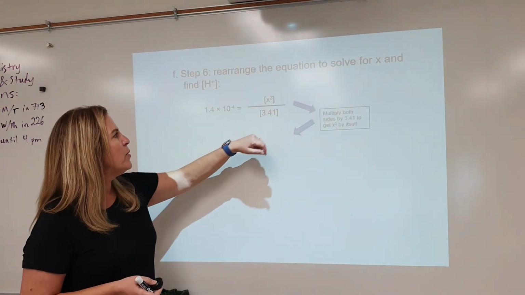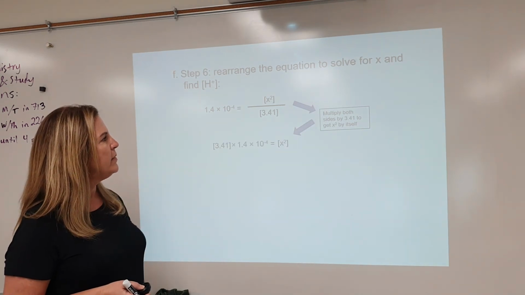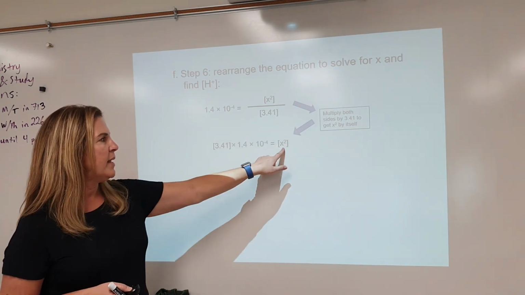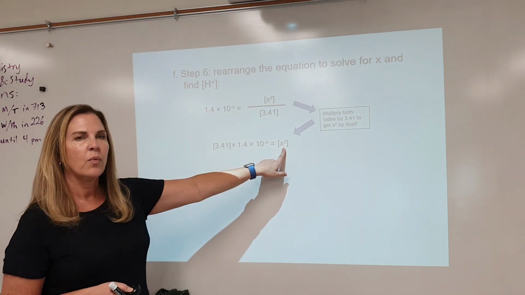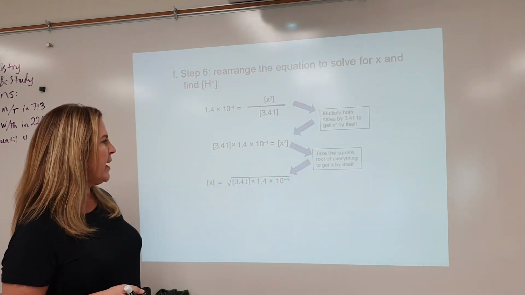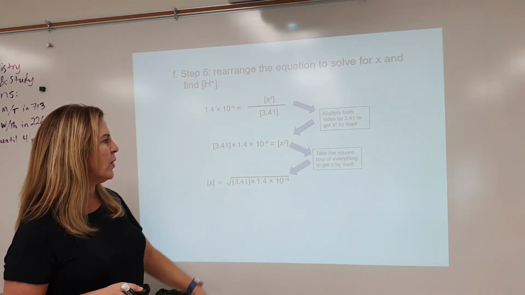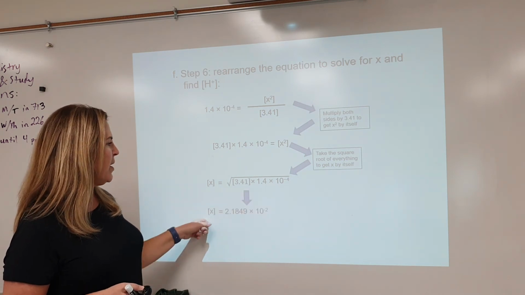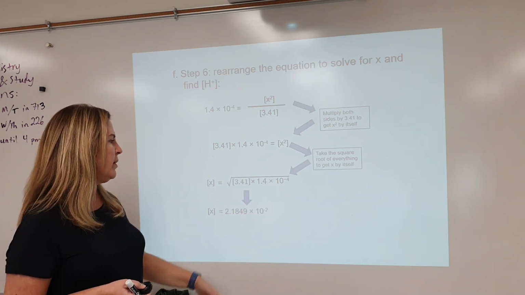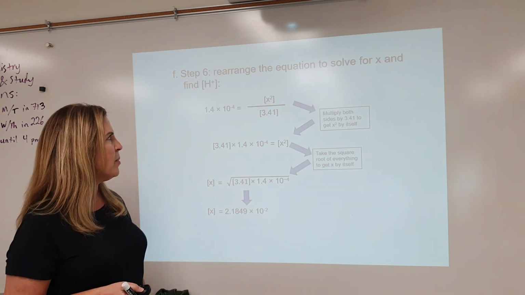So we're going to multiply both sides by 3.41. So now we have that, and it's going to equal our X squared. We're going to take the square root of both sides. So now we have X equals the square root of all of that. And now we have X equals 2.1849 times 10 to the minus 2.